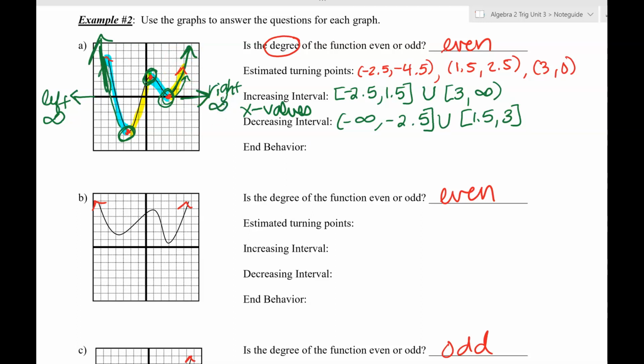So it goes up on the left and up on the right, or a better way to say that is it goes towards infinity on the left and it goes towards infinity on the right.